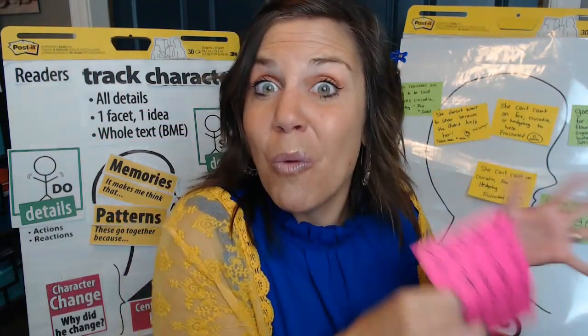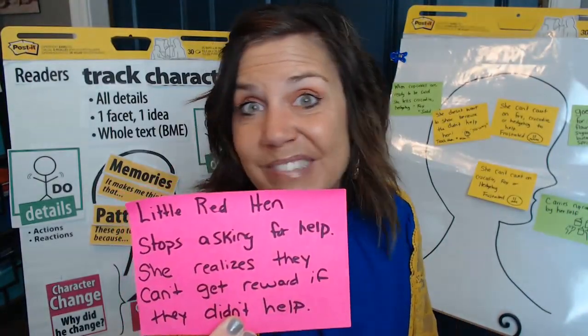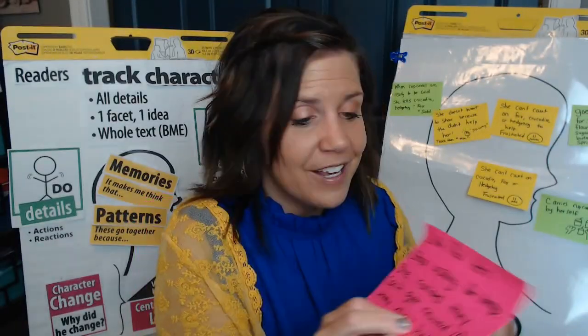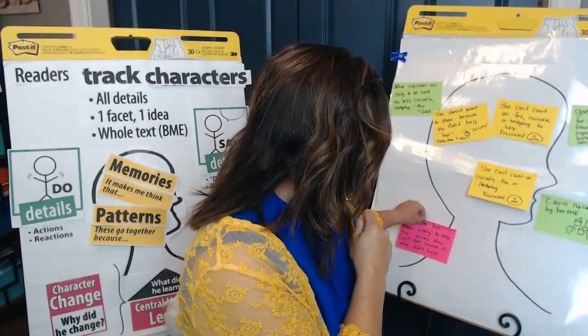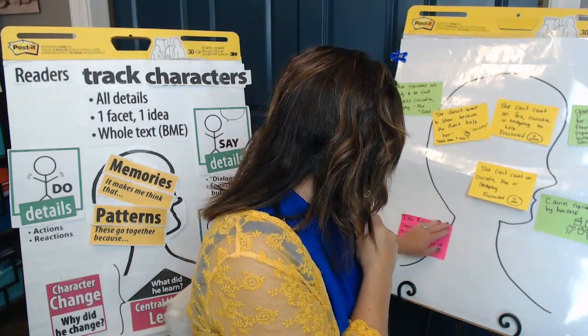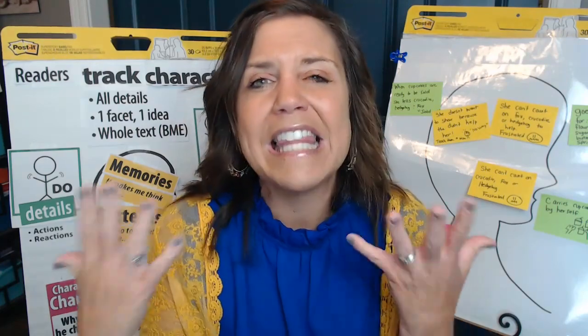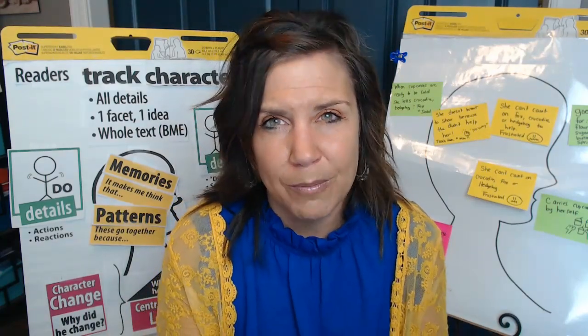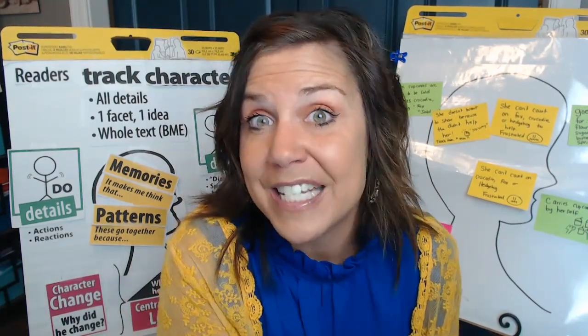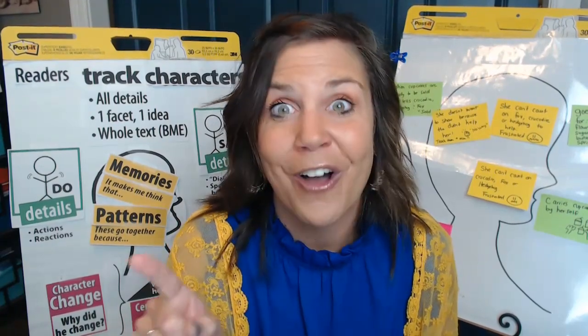At the beginning, she wanted their help. At the end, she was over it, right? So she changed because she realized that they can't get a reward if they didn't help. And now I want you to think about what lesson can we learn from Little Red Hen? What lesson is she trying to teach Crocodile and Hedgehog and Fox?